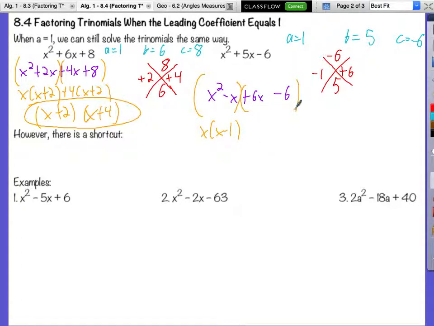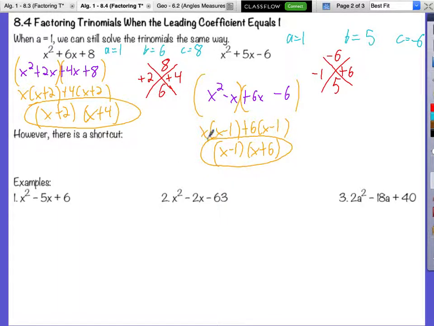6x and negative 6. What's our GCF? 6. So we're left with x minus 1. Hey, are those the same thing? So x minus 1 will be in front. And what's going to be in the second parenthesis? X plus 6.